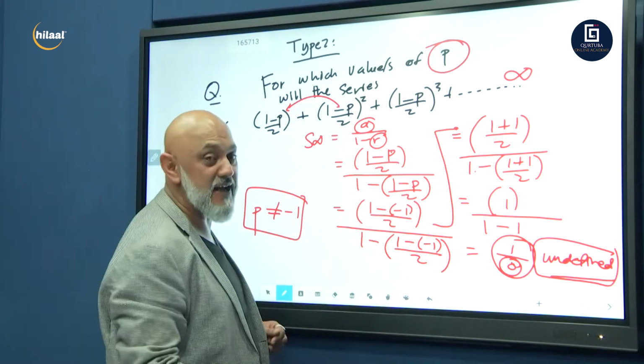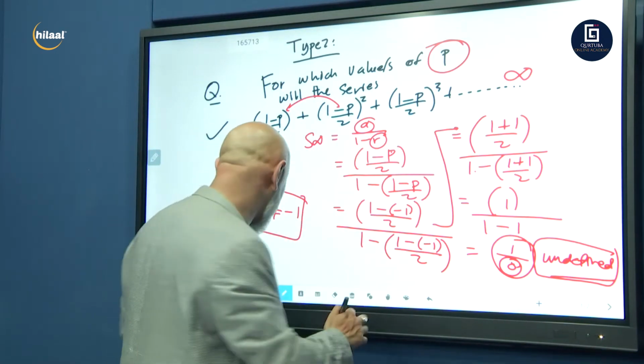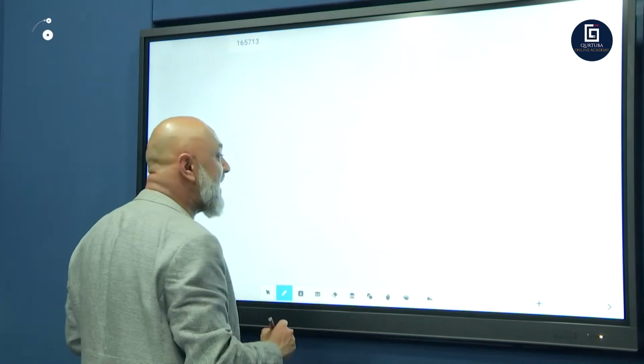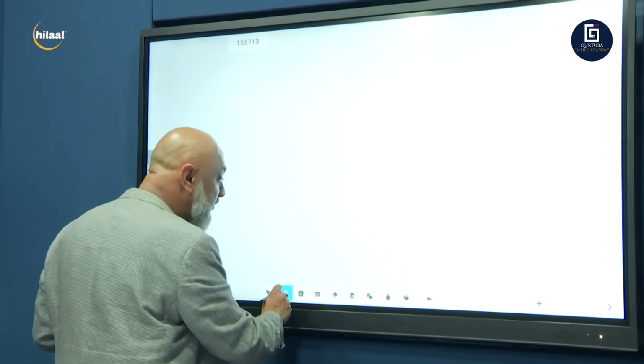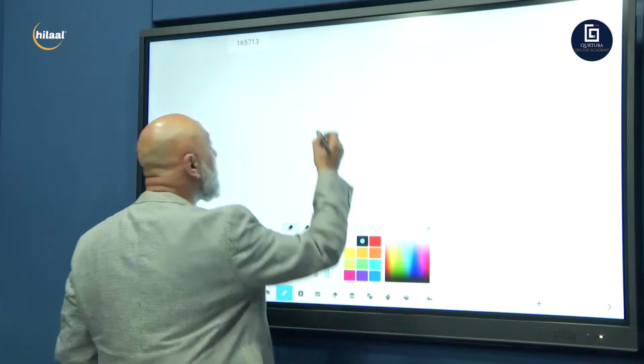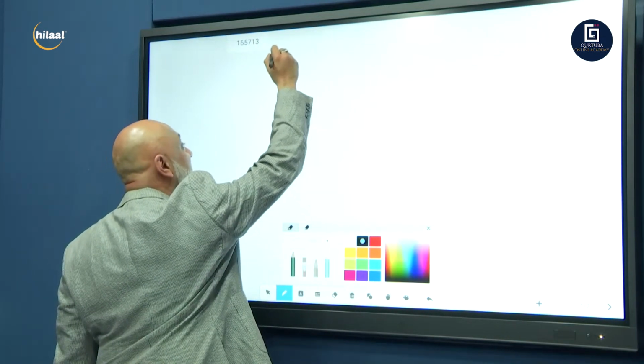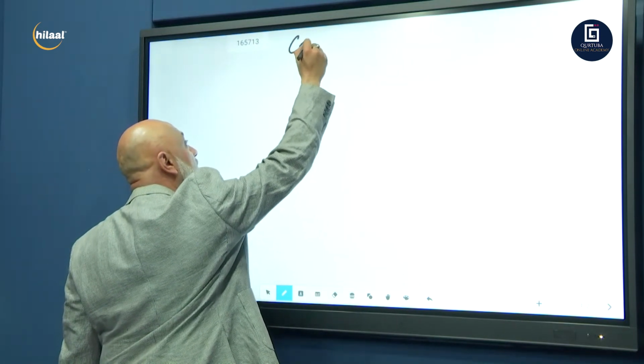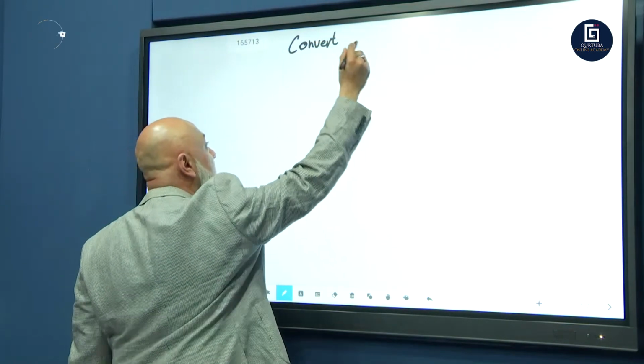So there we go. This was type 2. Let's go on to type 3. And I know you've seen this one, or some of you have seen it, some of you haven't. It looks a bit complicated. They tell you this is the last one before we go into sigma notation.